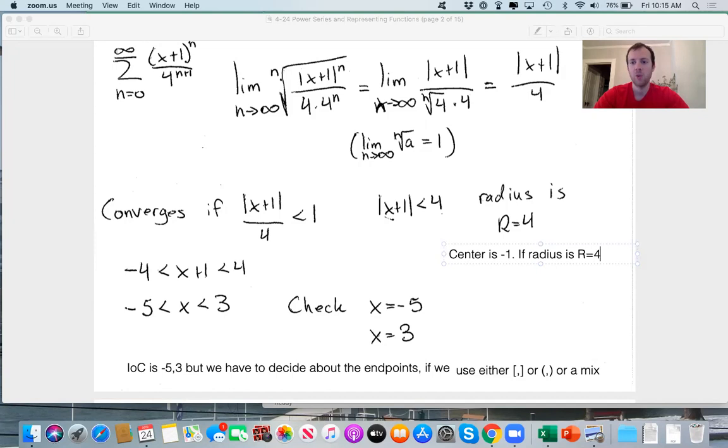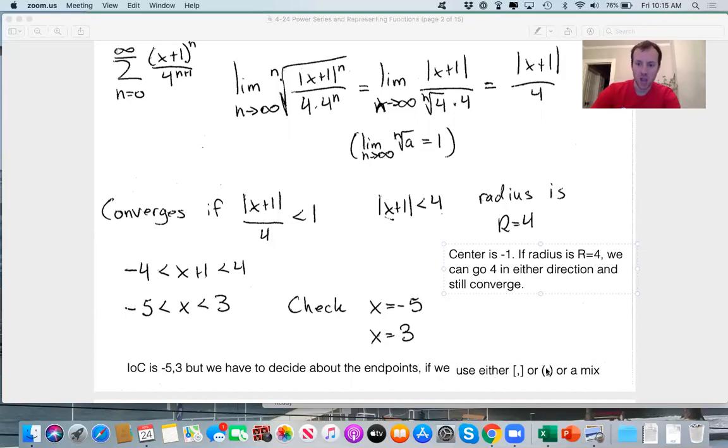If the radius is 4, we can go 4 in either direction and still converge. But if you start at -1 and you go down 4, you get this -5. And if you start at -1 and you go up 4, you get to this 3. So that's the way in which all of these different ideas hang together. The radius is how far you can go out from the center, which is what you get by solving the absolute value inequality.